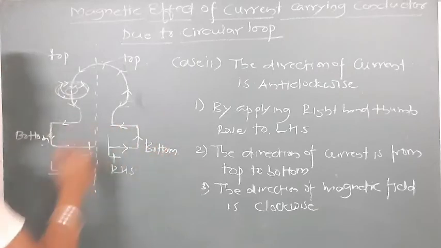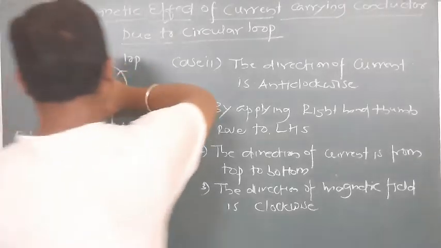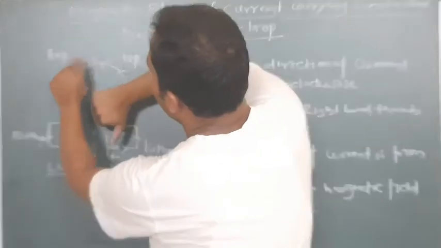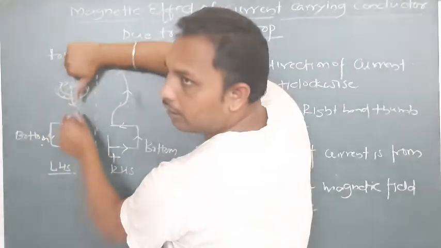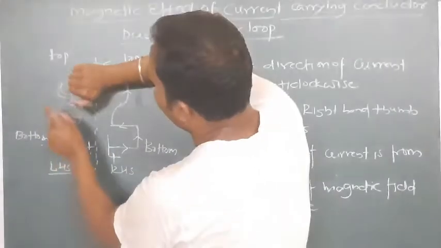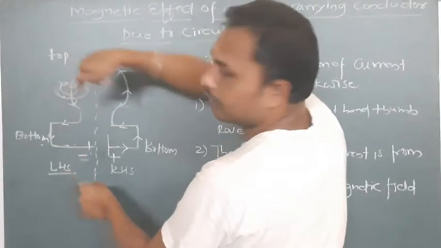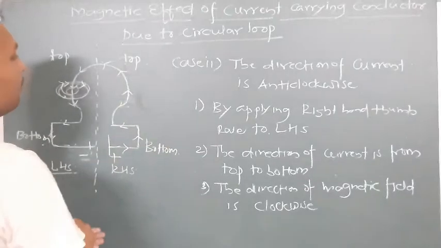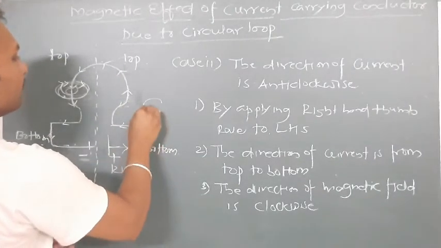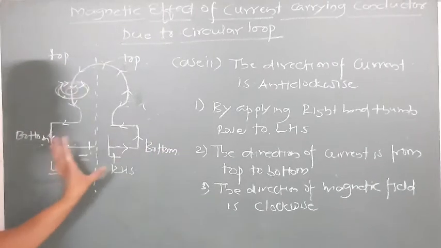Now we have one more, that is the RHS side. I hope you understood this LHS side. Just you can see the direction of current is coming from top and moving towards down, that means bottom. Now these wrapped fingers are moving like this, means the current is moving like this, isn't it? So we can say it is clockwise. This side means it is clockwise, this side means it is anti-clockwise. We know it very well. Now this is for LHS.